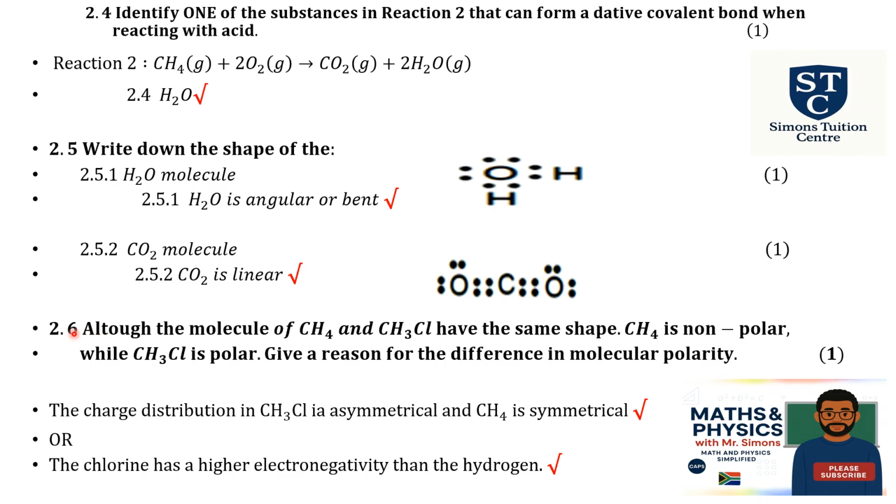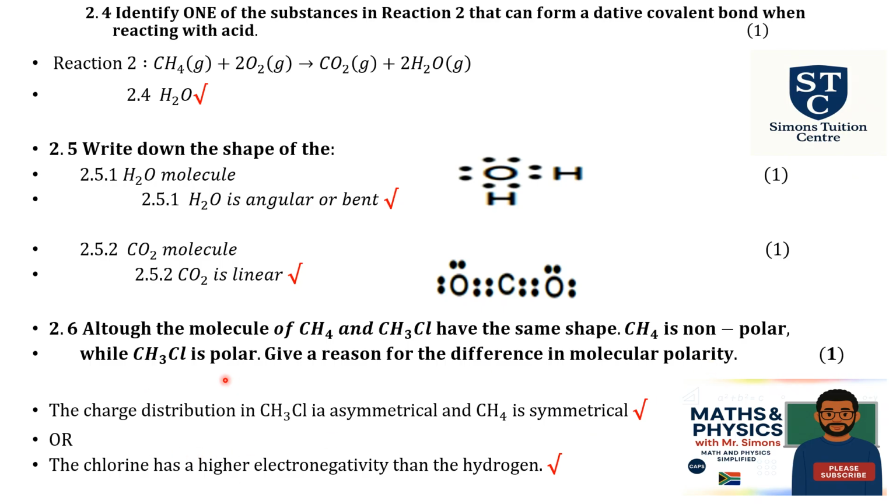Now 2.6, this question we test over and over. So I'm going to go through another 4 papers to show you the similarity in what we test. I hope you pick up how we test this question over and over. Although the molecules of CH4 and CH3Cl have the same shape, CH4 is non-polar while CH3Cl is polar. Give a reason for the difference in molecular polarity.